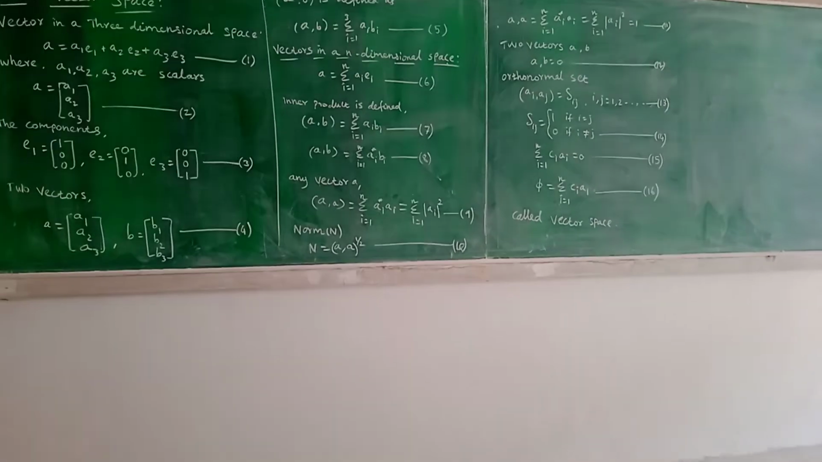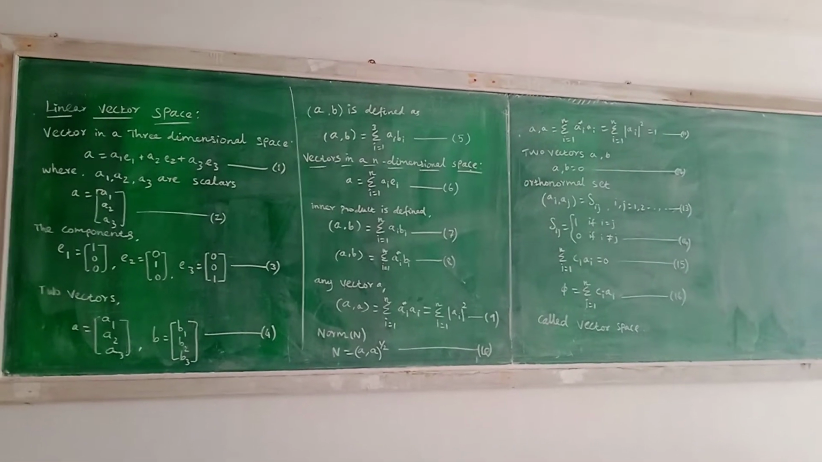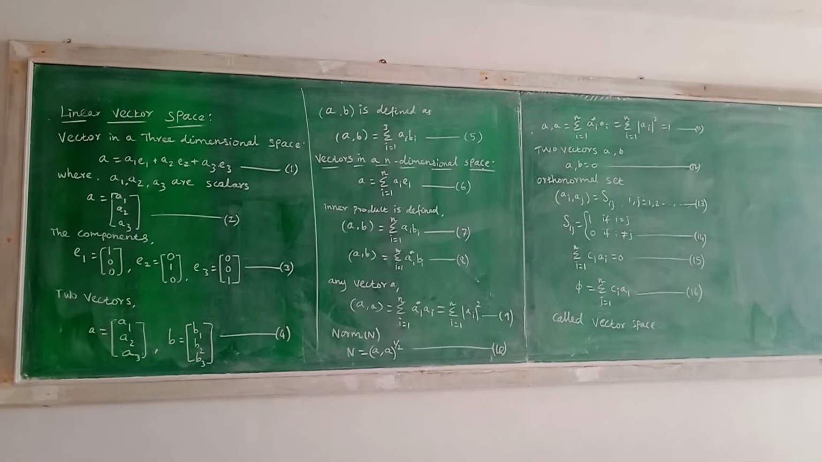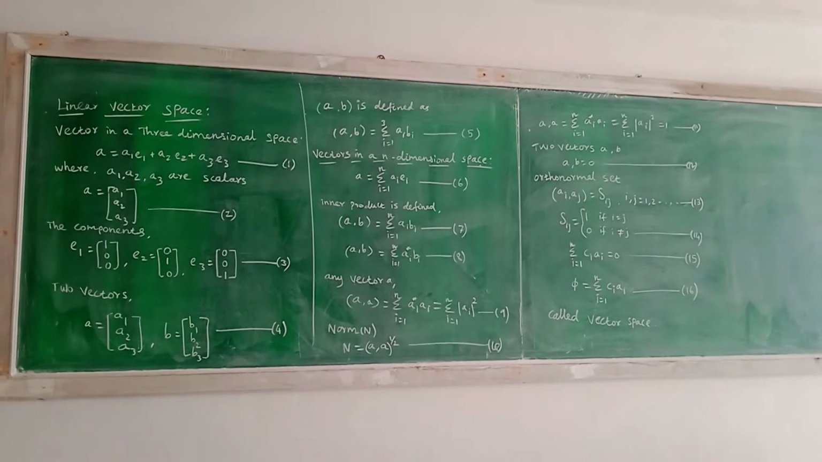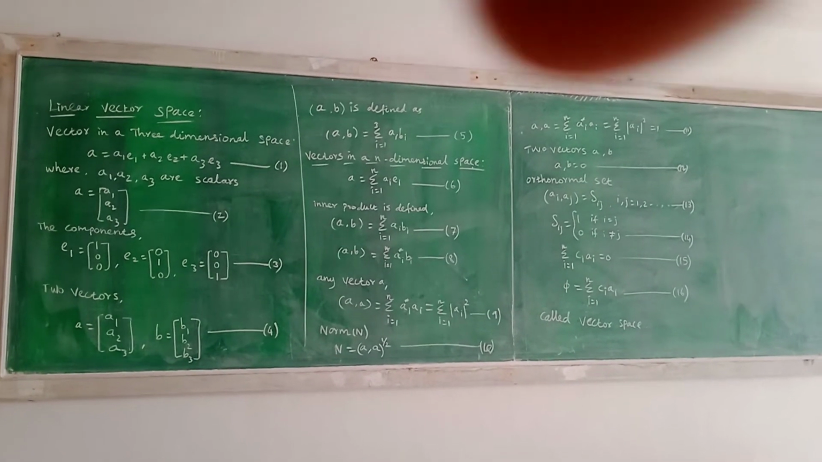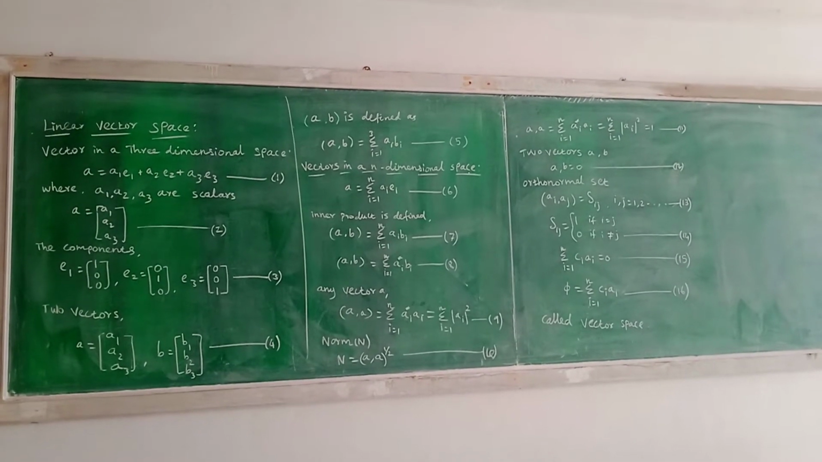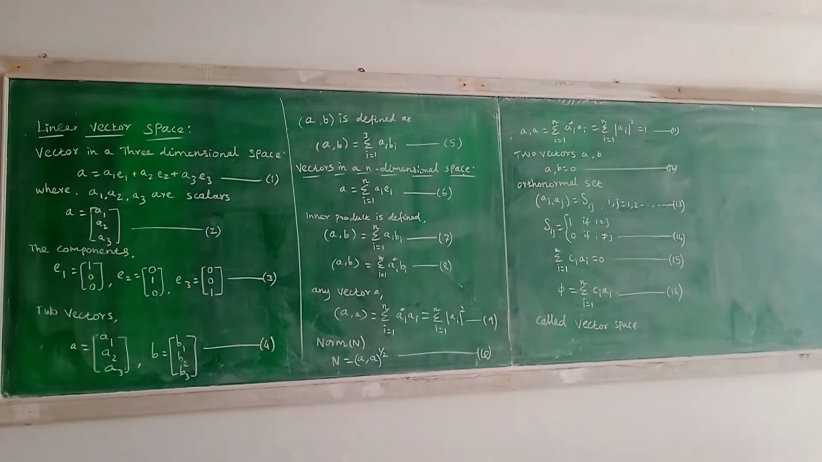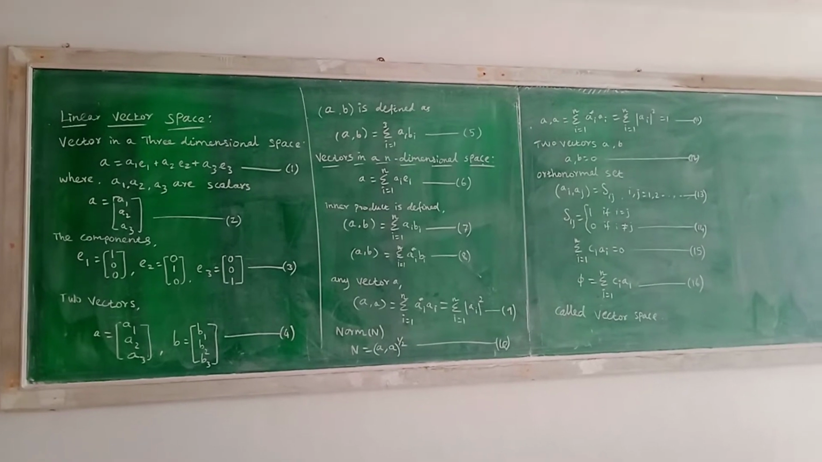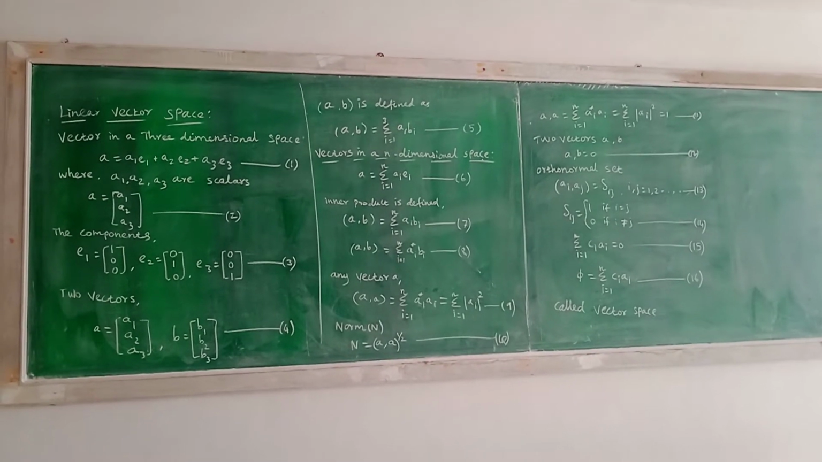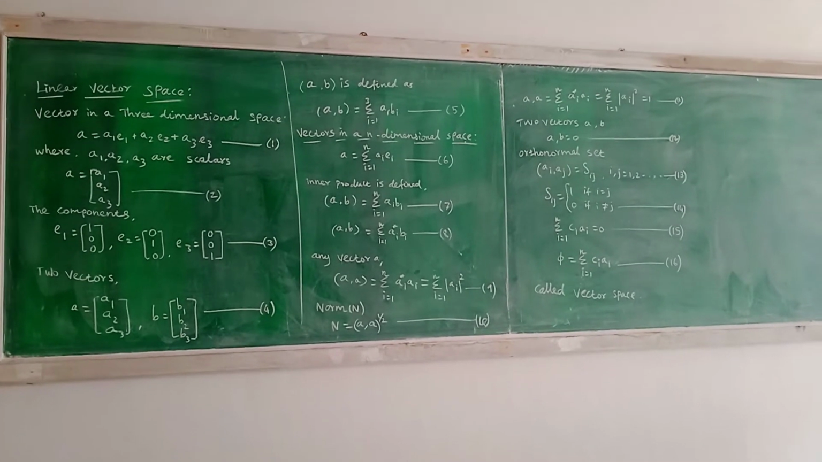The totality of vectors in three dimensions is called a three-dimensional space. Given two vectors A equal to a1, a2, a3 and B equal to b1, b2, b3, equation 4. In this space, the scalar product or inner product of A and B, denoted by A·B, is defined as A·B equal to the summation over i equal to 1 to 3 of ai bi. Vector in an n-dimensional space.